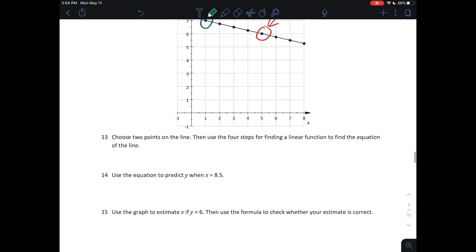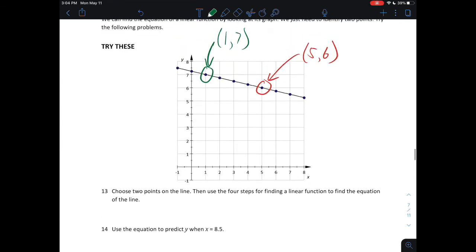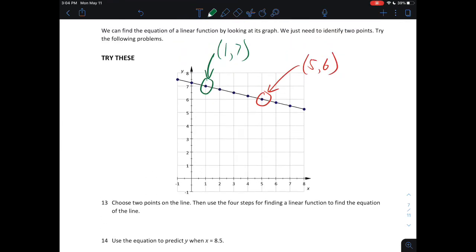All right. Number 13 says, use those points and the 4 steps for finding a linear function to find the equation of the line. So let's find our slope first, m: y2 minus y1 divided by x2 minus x1.